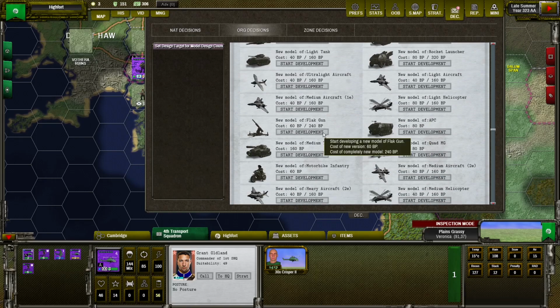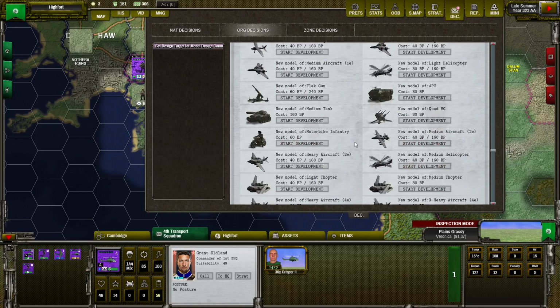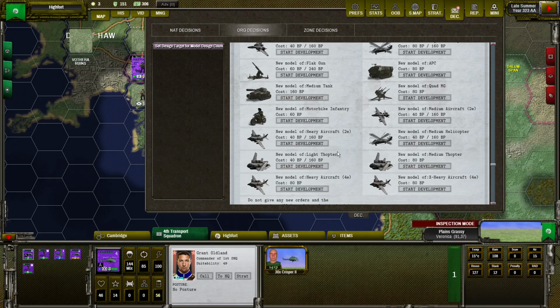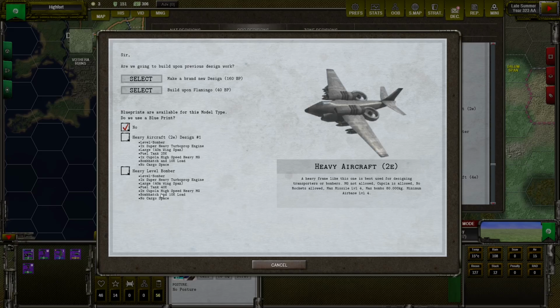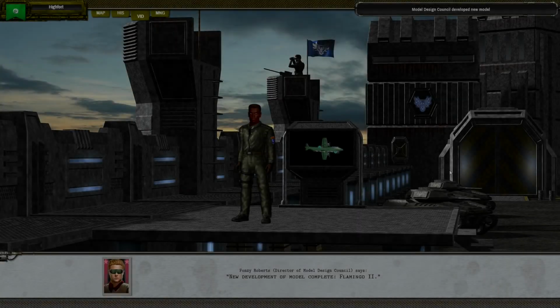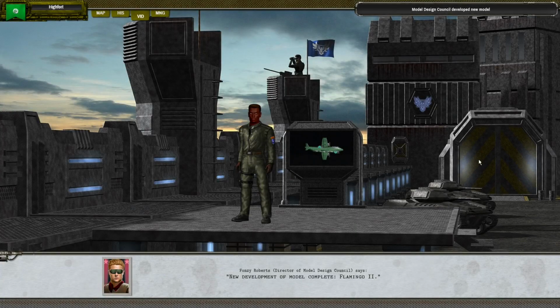And we go to the Model Design Council. You can see my Model Design Council was busy and discovered all possible model types for heavy aircraft. And here we have heavy level bomber. We can build on top of the existing ones. So we have designed our heavy level bomber. You can see it. Very nice.